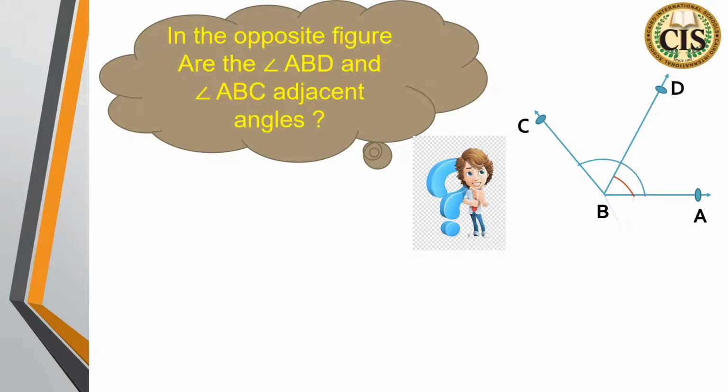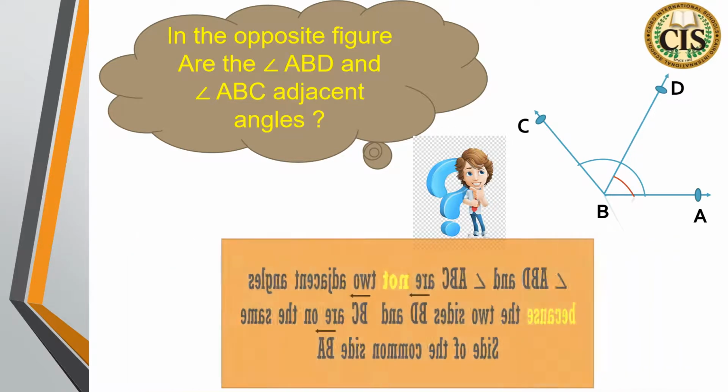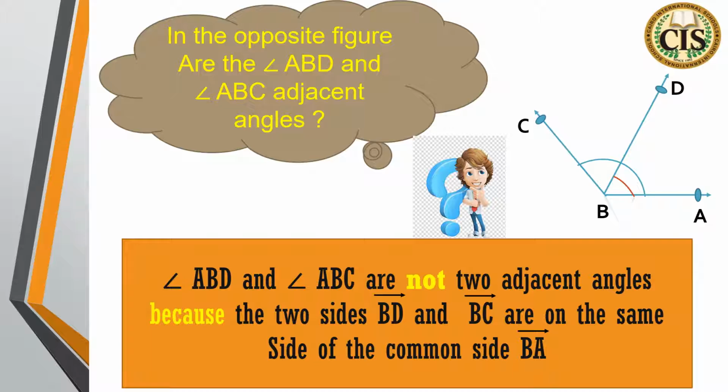In the opposite figure, are angle ABD and angle ABC adjacent angles? No. Angle ABD and angle ABC are not adjacent angles because the two sides BD and BC are on the same side of the common side BA.